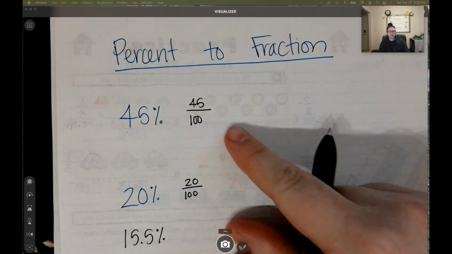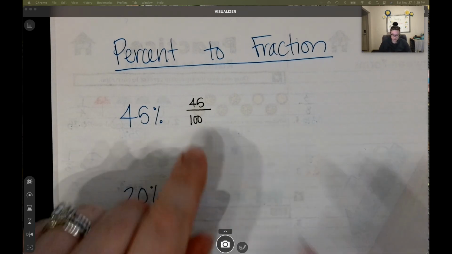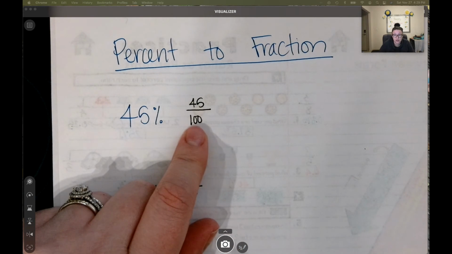Boom. What should we probably do with those fractions? Simplify. Always simplify when you can. On your test, they're never going to give you a problem where they didn't simplify. They're always going to have the simplified answer. So back up to 45 over 100.